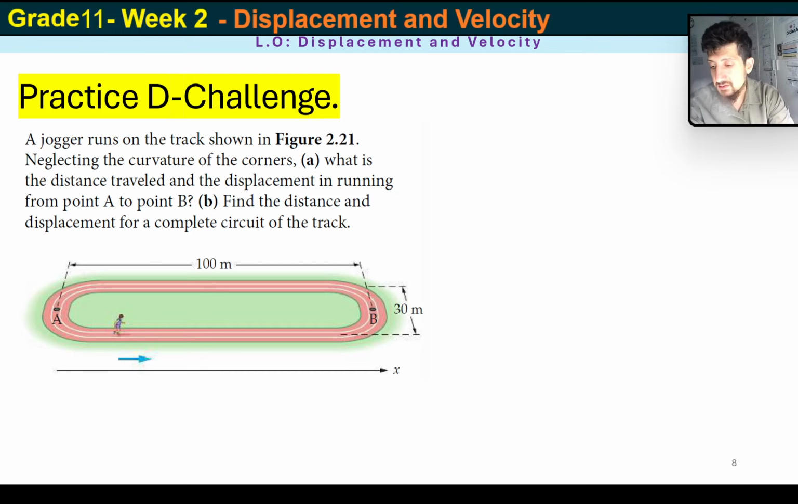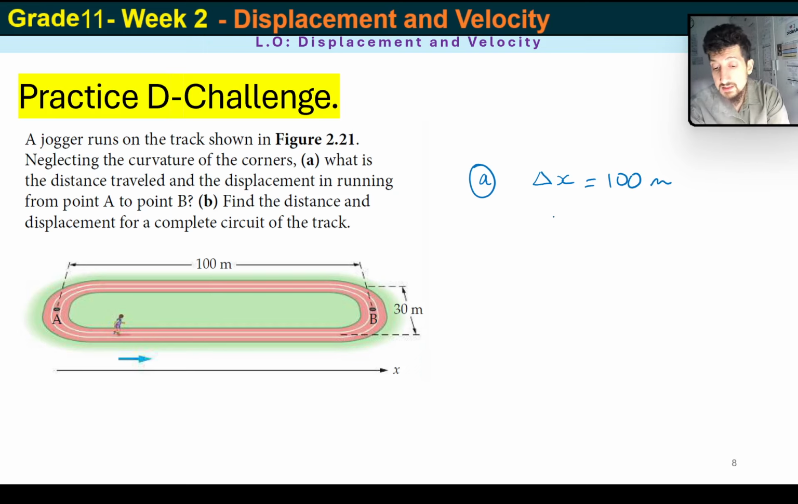Find the distance and displacement for the complete circuit. First and foremost, I have to realize that there are two parts to the question. The first part is asking me about the distance traveled and the displacement running from point A to point B. The displacement is quite easy. It's the shortest distance between point A and point B, and that's going to be a straight line. Here's point A, here's point B. The shortest distance between point A and point B is going to be 100 meters. So the displacement, that's easy. That's going to be 100 meters.